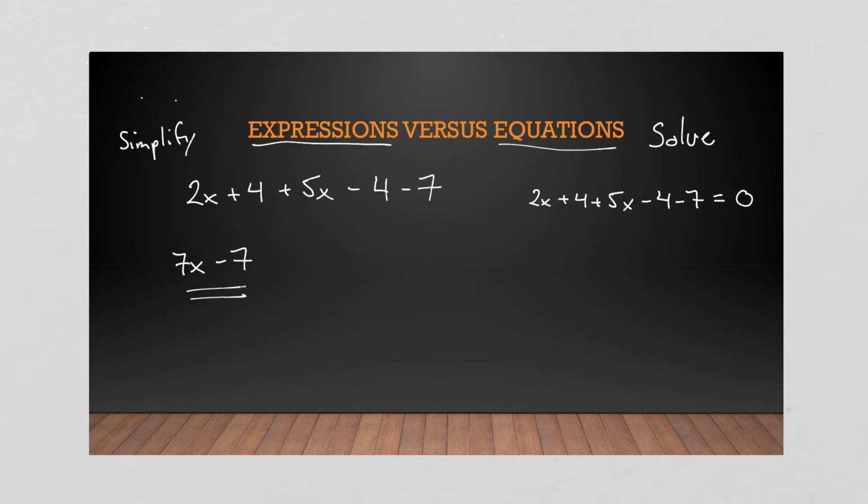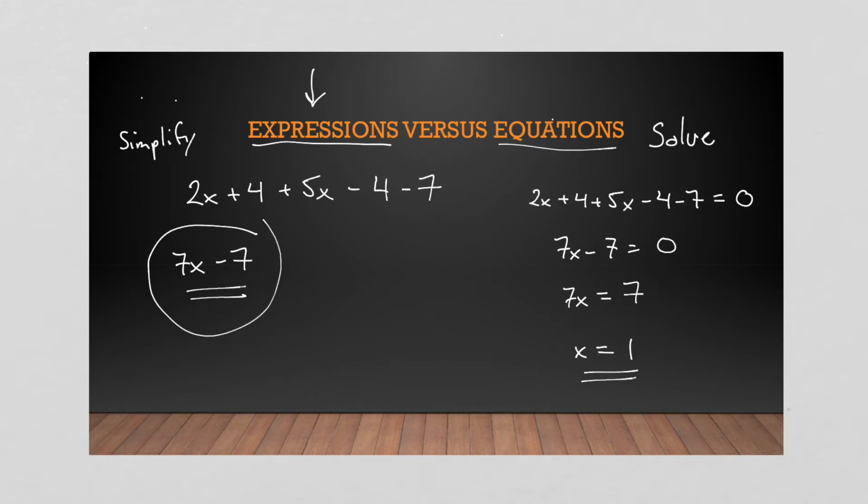If you don't have an equal sign, you have an expression. It is the equal sign that makes it an equation. So now we have 7x minus 7 equals 0, and now it's add 7 to both sides. Divide both sides by 7, x equals 1. So you can actually solve now.